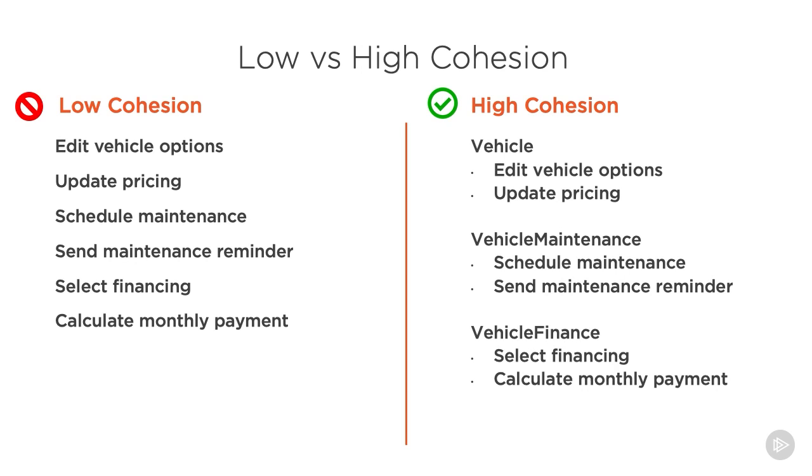So this refactoring of the vehicle class breaks it into three separate classes. These classes are more cohesive since they perform a closely related set of functions. The vehicle class now handles the responsibilities that are very specific to the core vehicle data, like editing vehicle options and pricing. The vehicle maintenance class handles scheduling maintenance for vehicles and sends maintenance-related reminders. The vehicle finance class handles presenting financing options and calculating monthly payments based on the selected financing options.